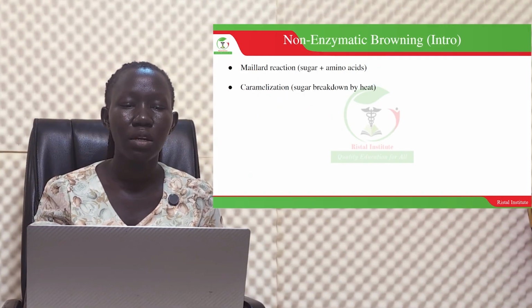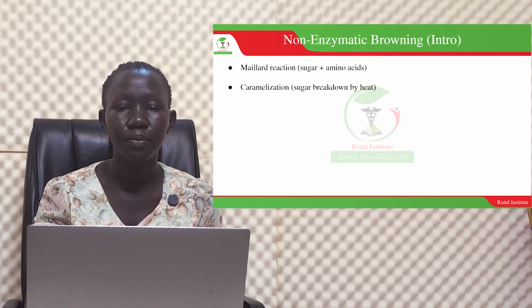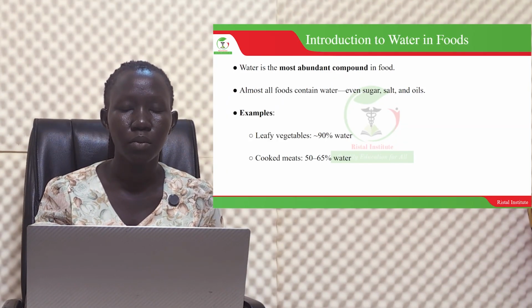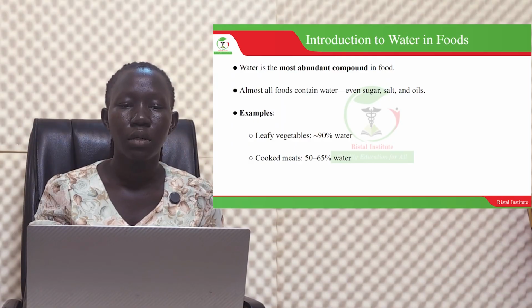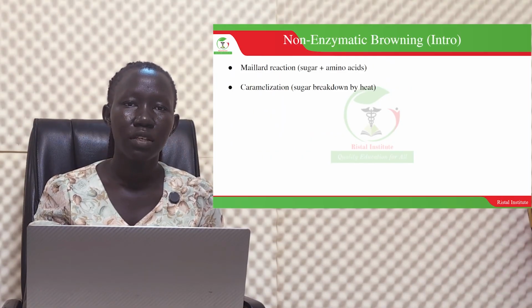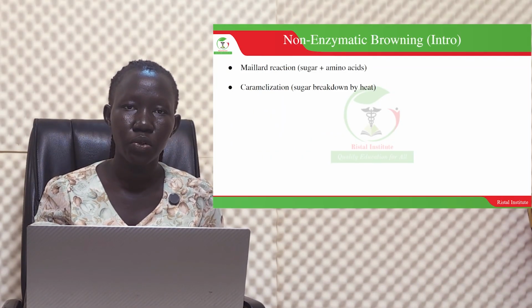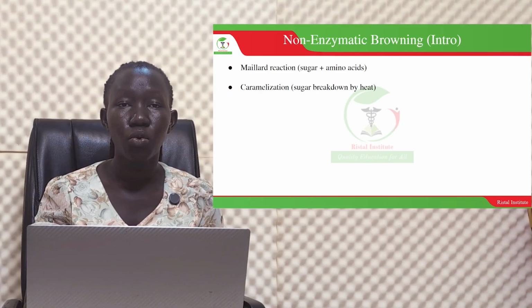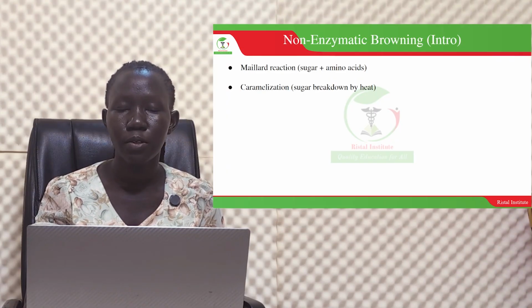Non-enzymatic browning. One of the major reactions in non-enzymatic browning is the Maillard reaction, whereby the sugars react with the amino acids. And then caramelization, where the sugar breaks down by heating. So these are some of the major chemical reactions that take place during the cooking of carbohydrates.